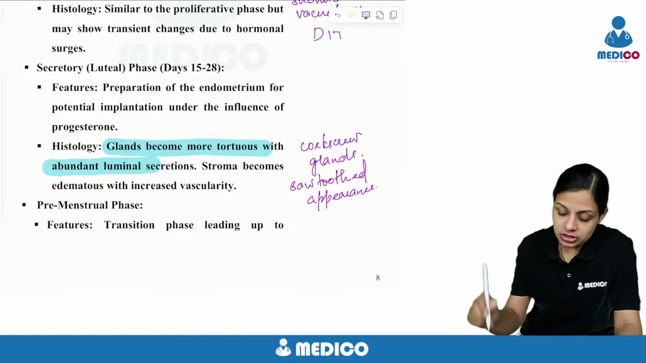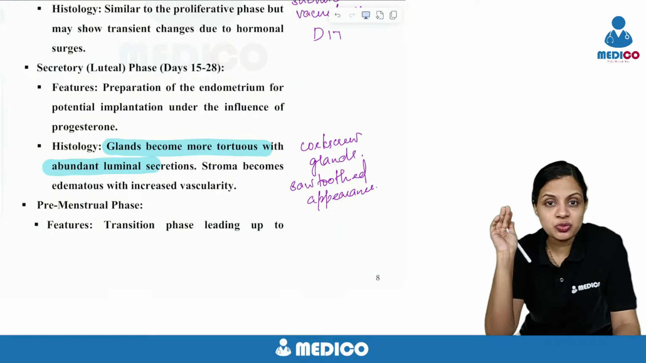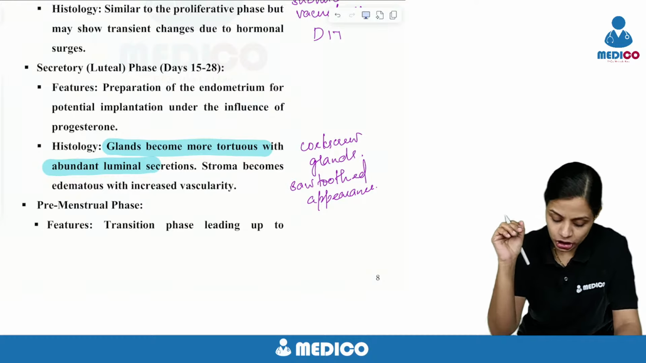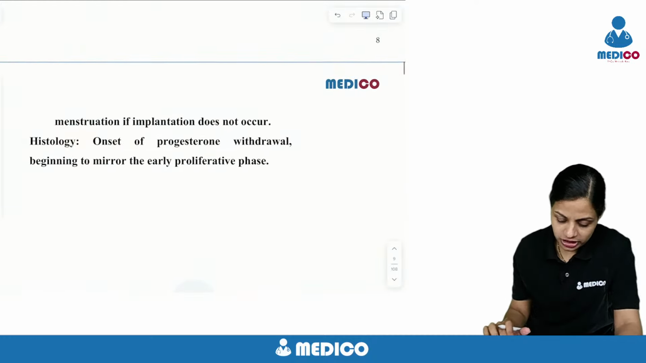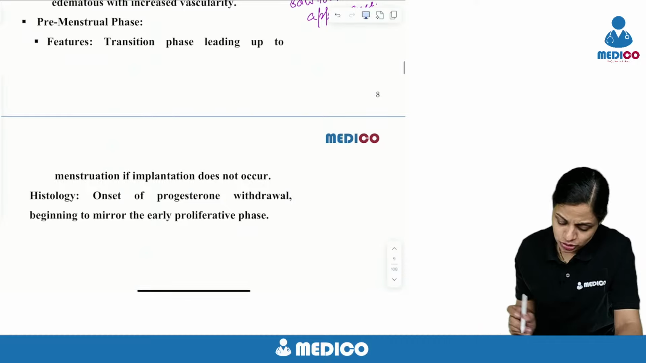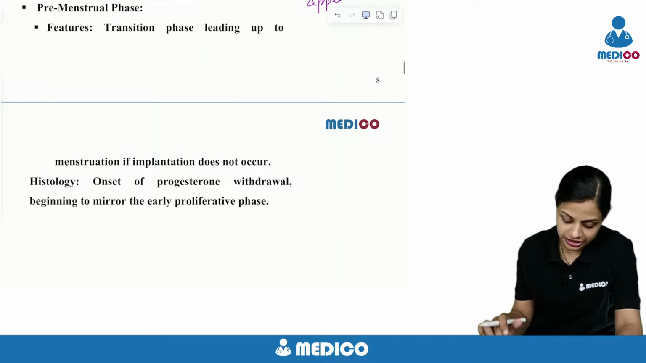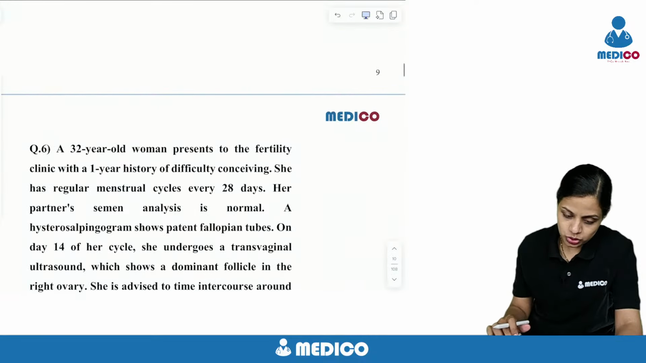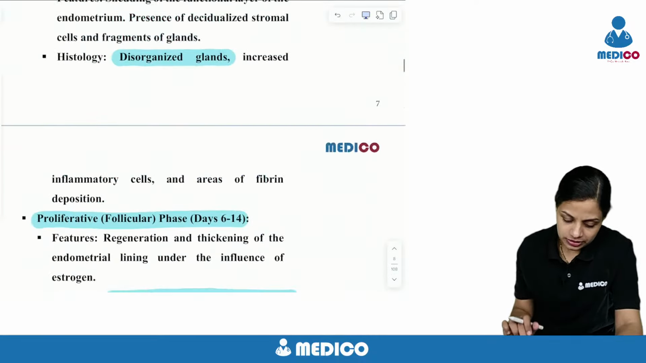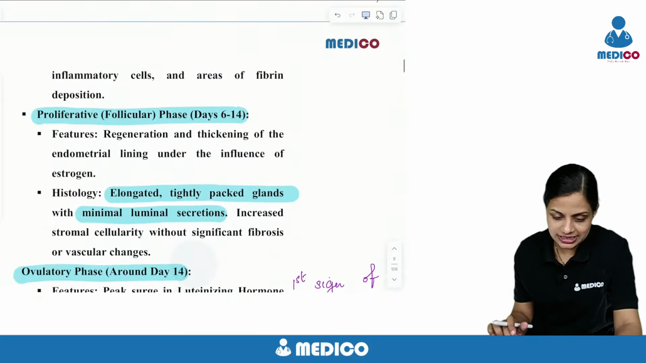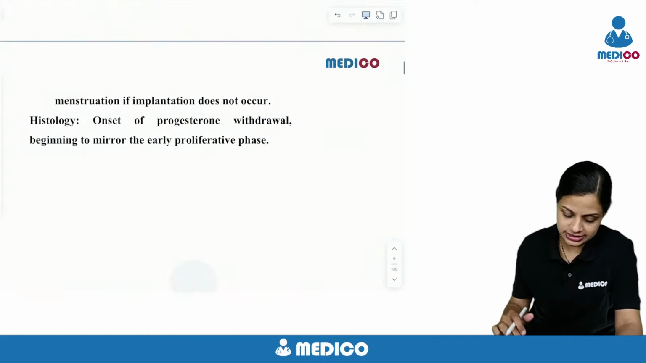Okay, so this one is important because if you are asked when an endometrial biopsy is done in the evaluation of infertility, it is done on day 21. Now we come to the premenstrual phase. Again, the histology is similar to that of the early proliferative phase. So what was our answer here? Here the answer is a proliferative or a follicular phase. That is the histology which is shown in this question.